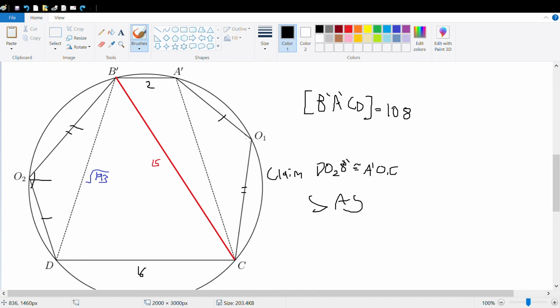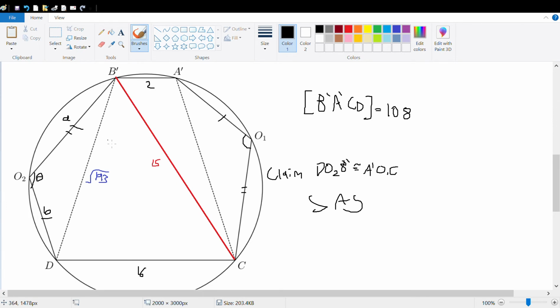So therefore, by SAS, I'm gonna mark this better. Those angles are congruent. So we just have to find the area of one of these triangles. So let's find the area of B prime O2D. And this looks like a law of cosines thing. So it looks like we're going to use law of cosines in some way. We don't know what these are, so we're going to set them to A and B. And so by law of cosines, and let's let this be theta.